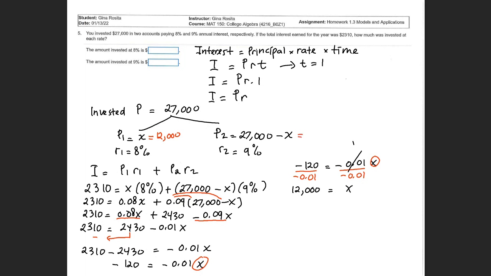Okay. Now P2 is 27,000 minus x. You just plug in over here: 27,000 minus 12,000. So the answer becomes 15,000. Okay. Now just fill out the blanks. The amount invested at the first percent is $12,000. For 9%, $15,000. That's for number 5.